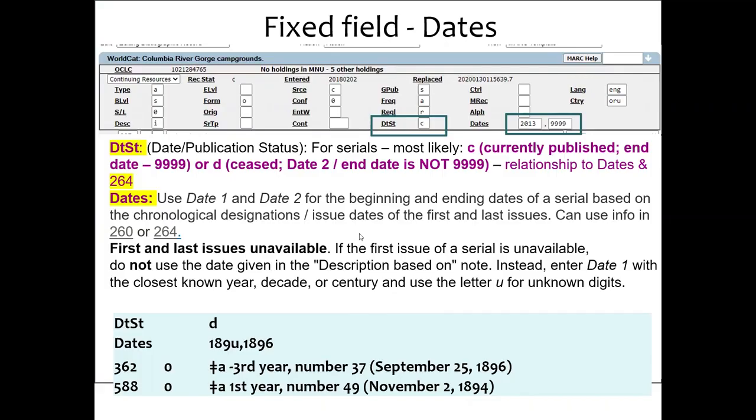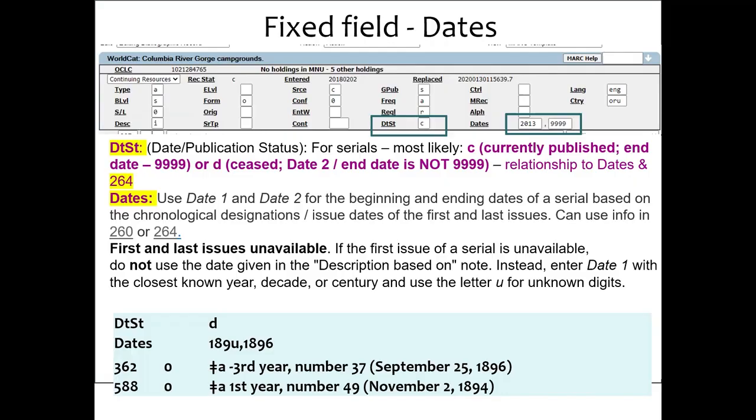Now I want to talk a little bit about dates, because dates are so important, not only for serial cataloging, but really any cataloging. Dates will appear in multiple places within a record, and one of the places that dates appear is in the fixed field. And there is a relationship, as we've talked some about the other fixed field parts. There are relationships also between the dates and how the dates are formatted and the rest of the bibliographic record. This is especially true for serials.